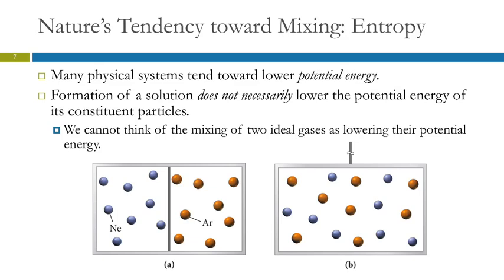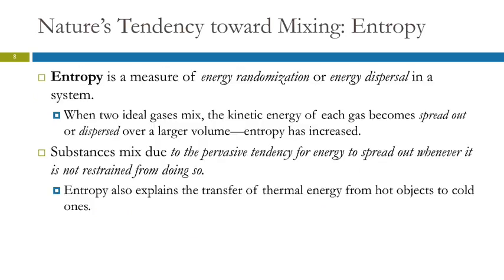So why do they mix if it isn't energy? There must be something that causes them to do that. And that something is entropy. So entropy could be described as a measure of energy randomization or energy dispersal in a system. So those 2 ideal gases mixing, the kinetic energy of each gas becomes more spread out, more dispersed, because now it's occupying a larger volume. And so entropy has increased.